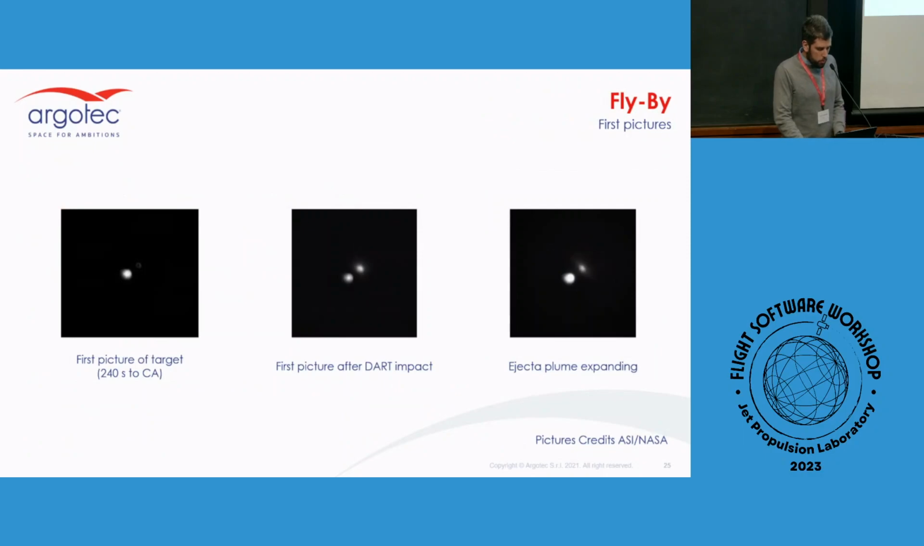So I reported a couple of pictures. You will forgive me if they are not of super high quality, but for example, the first one on the left is the first picture we got when we started the science mode, and the Dimorphos asteroid is actually barely visible, but it becomes really visible after DART arrived in the middle picture, and also you can see the plume expanding in the picture on the right.